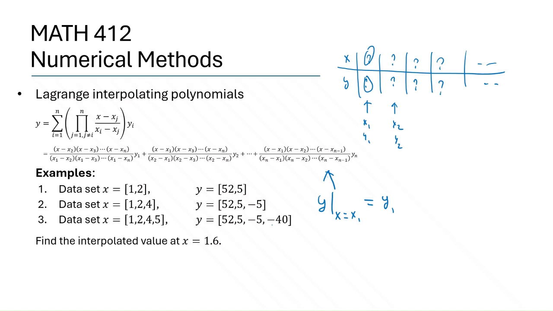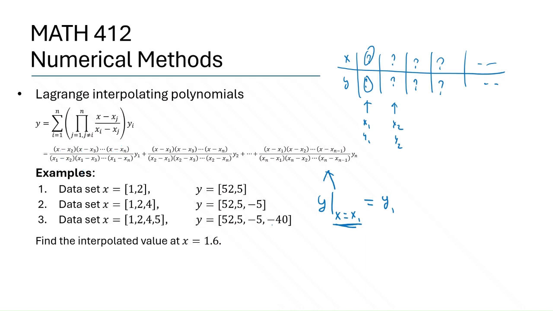You see this? When you evaluate at that point, x is x1. All other terms will have x minus x1 in the numerator, so each other term will be 0. Only the first term survives. And when you evaluate at x1, the numerator and denominator are the same, they cancel out. So yes, you get y1.